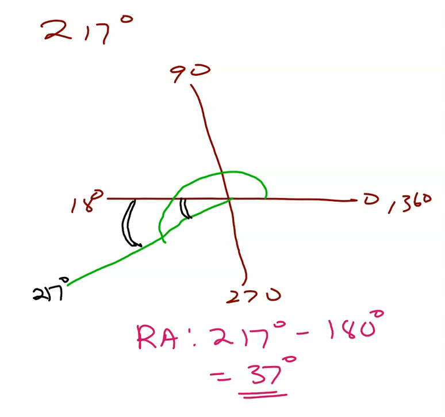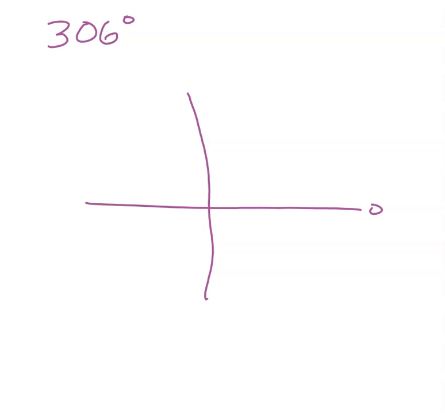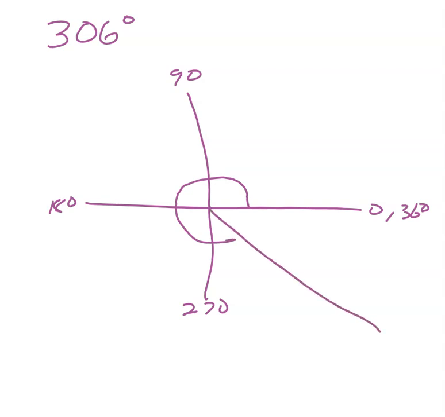Now, what if we had another angle? Let's go with 306 degrees. So start again the same way: 0, 90, 180, 270, and then 360. So now we're going to try to figure out our reference angle. So we go counterclockwise: 0 to 90, 180, 270. Our angle is going to be in this quadrant, the fourth quadrant. So this is going to be 306 degrees.